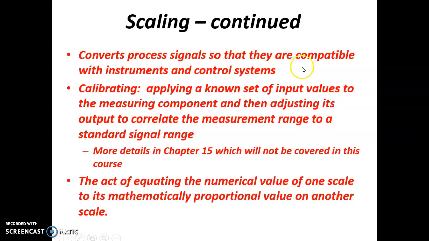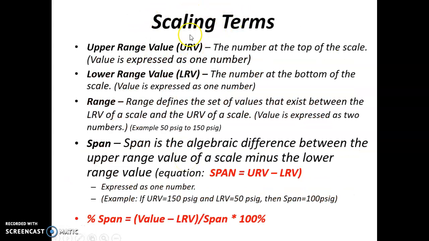So scaling converts process signals so that they can be read by the instruments downstream and/or your control systems. Calibrating, again, is applying a set of input values, measuring the component, and then adjusting the output to make that range make sense. Now in chapter 15 there is much more detail about this. However, in this class we will not cover it, but ELC 270 will, and when you go to that class you can cover that, or you can even look ahead. The act of equating a numerical value of one scale to its mathematically proportional value on another scale is what we'll be covering. Let's talk about the scaling terms.